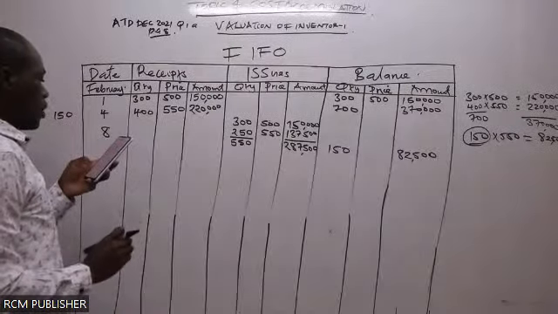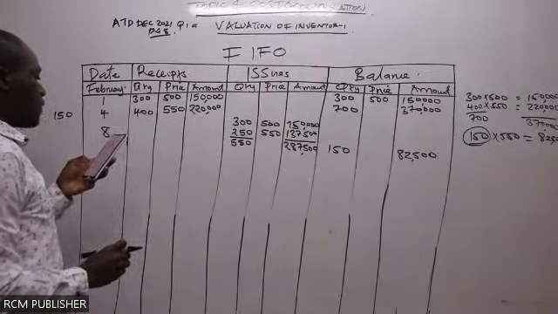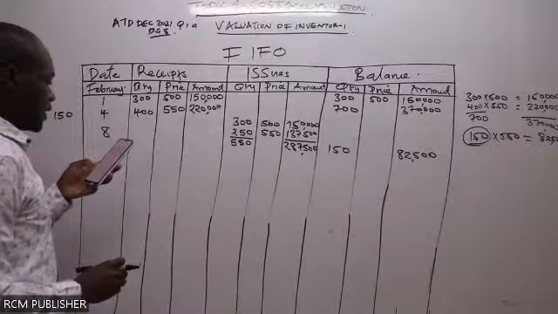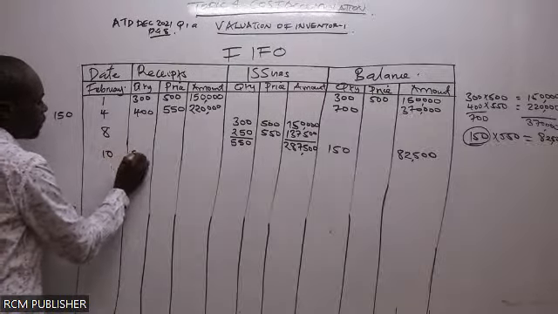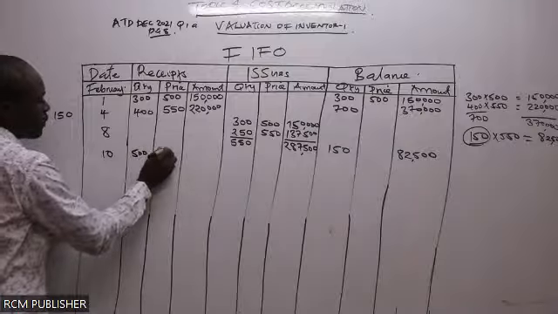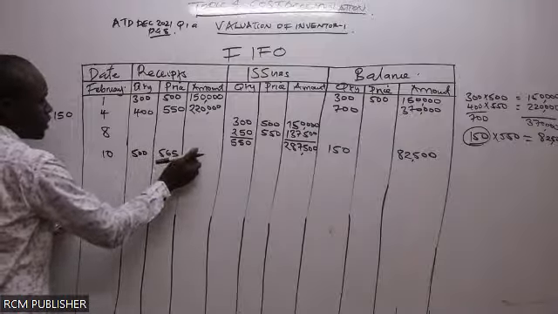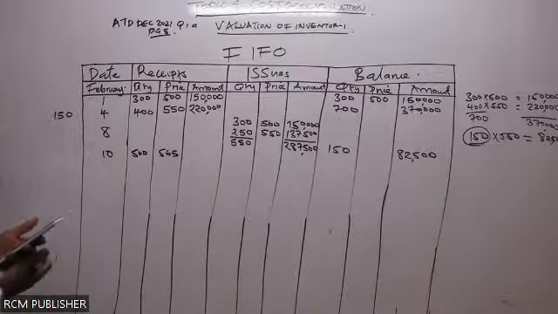From 8th, we now move to 10th. On 10th, they are bringing in 500 at 565. So what is the value? They are bringing in 500 at 565. What is the value?